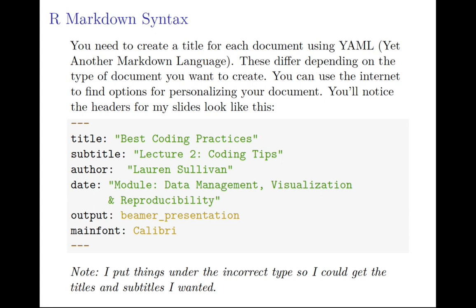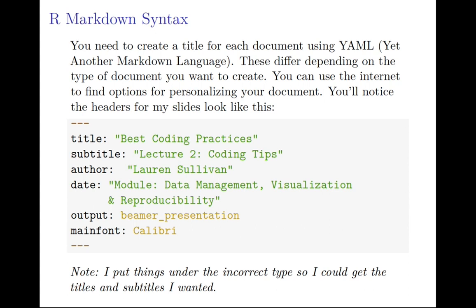but in my slide presentations, you can see that my headers look something like this, where there's a title, subtitle, author, date, and then the type of output you want and the main font, which I've mentioned before, the font actually isn't Calibri, but somehow by putting main font Calibri there, it makes it a nicer font than the standard font. So something I still need to figure out.